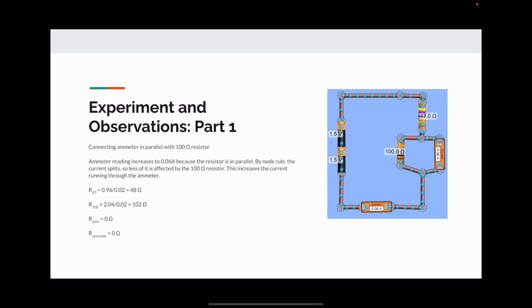When the ammeter is connected in parallel with the 100 ohm resistor, the ammeter reading increases to 0.06 amps because the resistor is in parallel. By the node rule, the current splits, so less of it is affected by the 100 ohm resistor. This increases the current running through the ammeter. Using Ohm's law and the new current readings, the new resistance of each resistor was found. The first resistor now has resistance of 48 ohms and the second has resistance of 102 ohms.